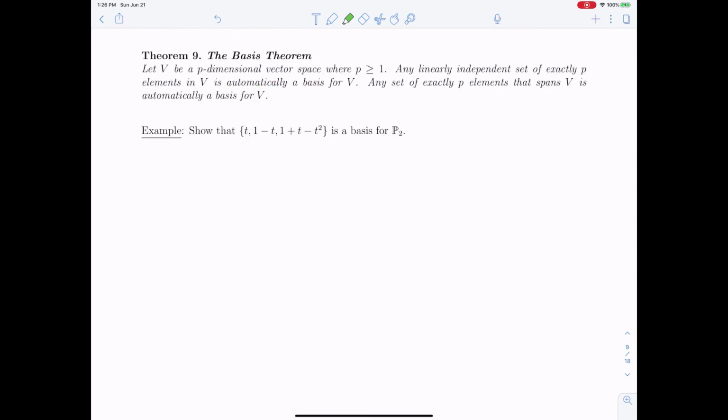The basis theorem states that for a p-dimensional vector space V, any linearly independent set of exactly p elements in V is automatically a basis for V. Or vice versa, if you find any p elements that span V, then that set automatically becomes a basis for V as well. So the point of this theorem is that if you find a set of vectors that has exactly the same number of vectors as the dimension of the vector space, then we only have to check whether the set is linearly independent or whether it spans the whole vector space V to guarantee that the set is a basis.